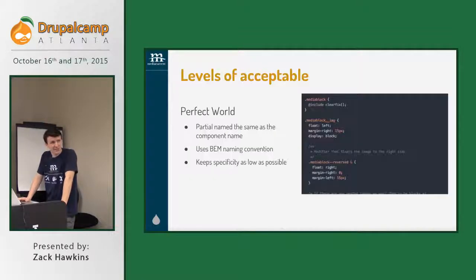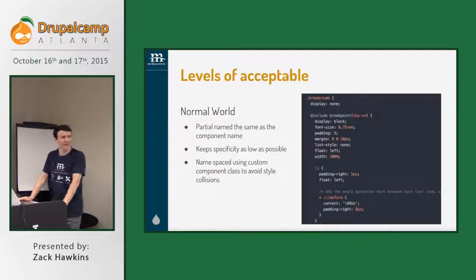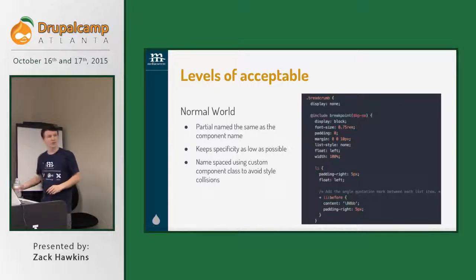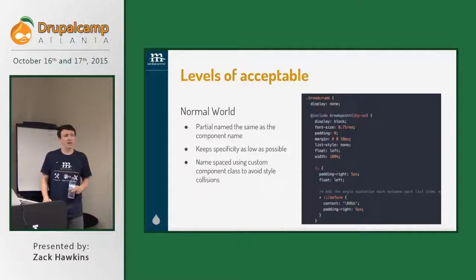Let's talk about the levels of acceptable. So there's the perfect world, right? We've got our partial name the same as the component name. We've got a BEM naming convention. Keep specificity as low as possible. Awesome. We've got the normal world where, okay, at least we're able to get the partial name the same as the component name, right? We've got breadcrumbs in there. At least we're trying to nest as little as possible and keeping it as non-specific as possible. But hey, I've got an LI in there because it's life. And hey, at least it's namespaced, so we've got the breadcrumb thing in there. So I'm relatively sure that this won't apply anywhere else unless something else has the class breadcrumb. So that's kind of a good middle ground.